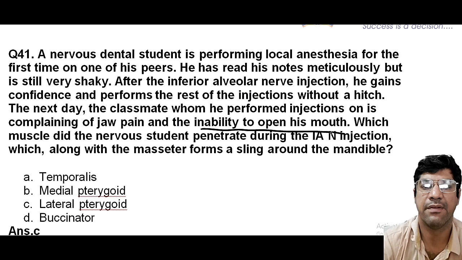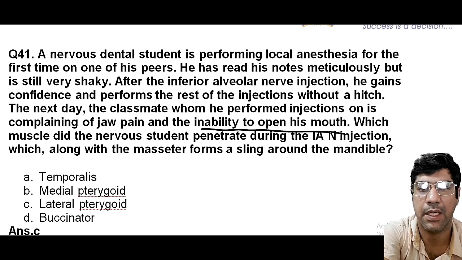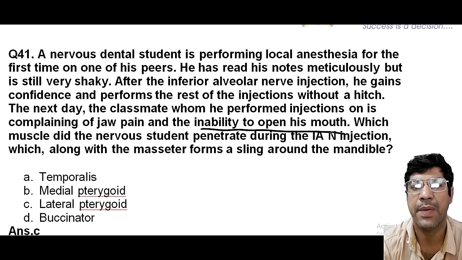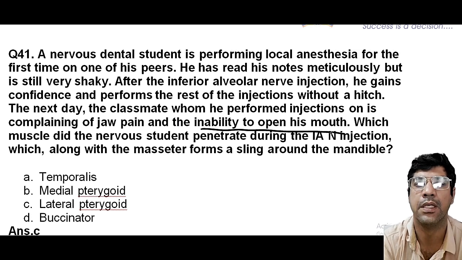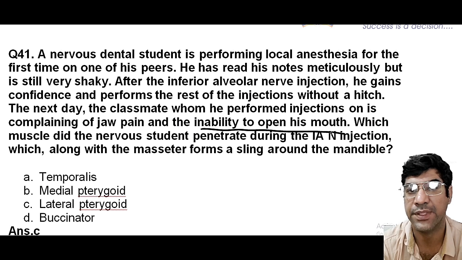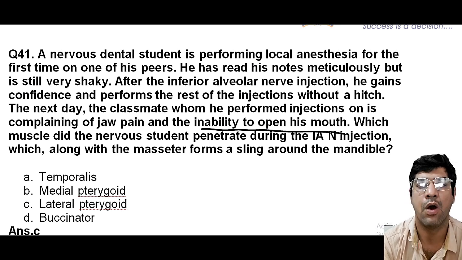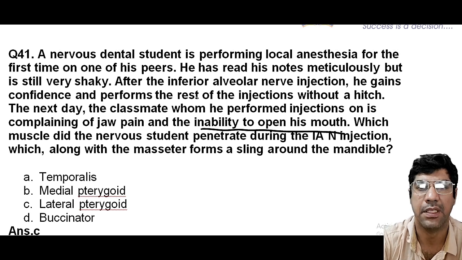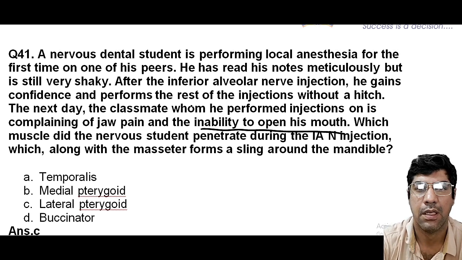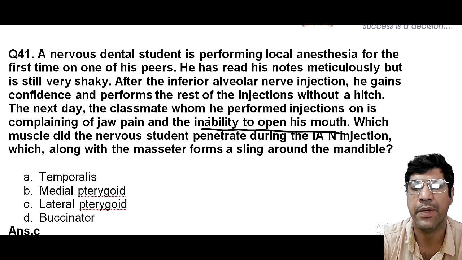Along with the masseter, it forms a sling around the mandible. The answer is medial pterygoid. So, the muscle that the nervous dental student likely penetrated during the inferior alveolar nerve injection, and that forms a sling around the mandible along with the masseter, is indeed the medial pterygoid muscle. This muscle plays a role in elevating the mandible during jaw closing.